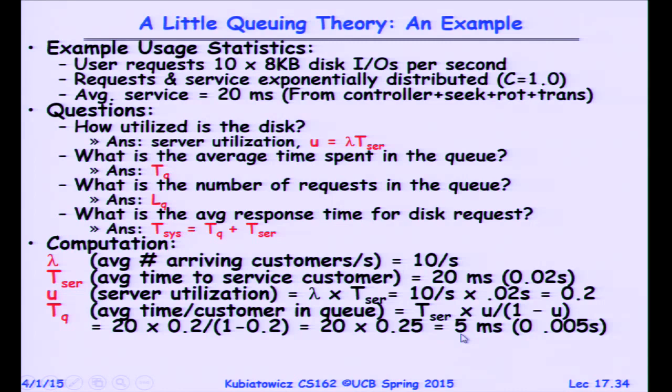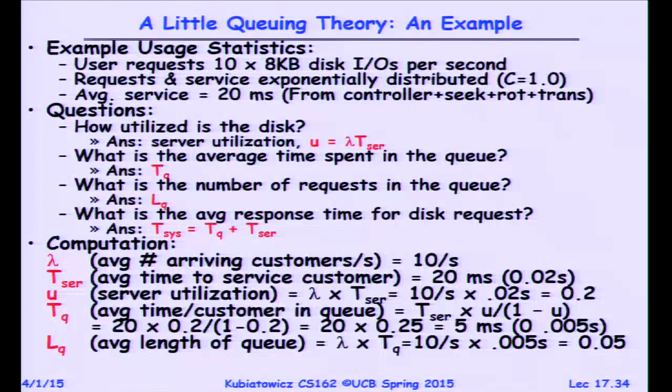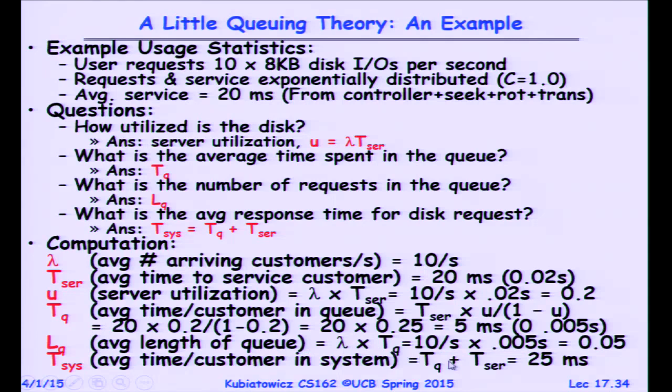So I just computed how long you're in the queue. The question I have for you is, if I want to say how long does it take to get my disk request serviced from the moment I enter the queue until I'm done, what do I have to do? Time in queue plus service time, right? So the total time is 25 milliseconds, because I waited 5 milliseconds in the queue and another 20 to get my service.